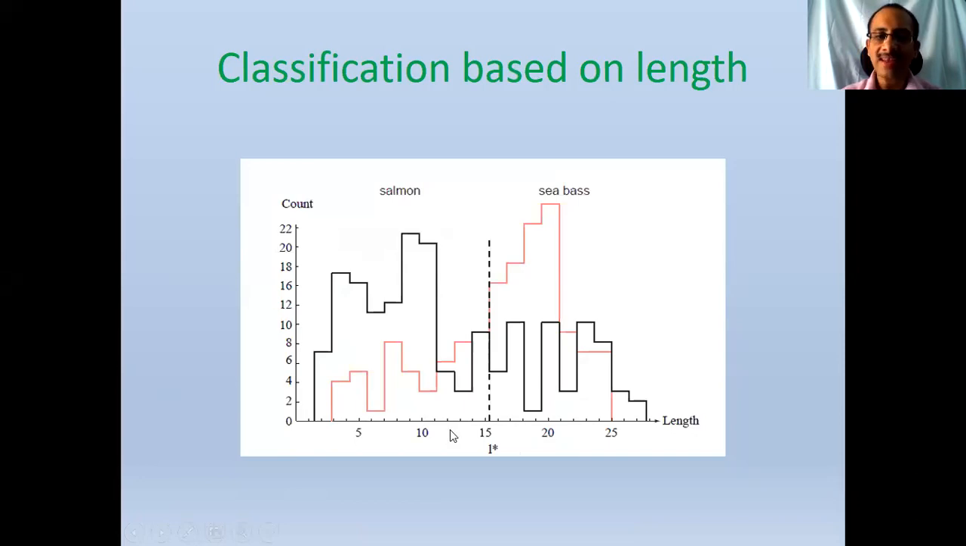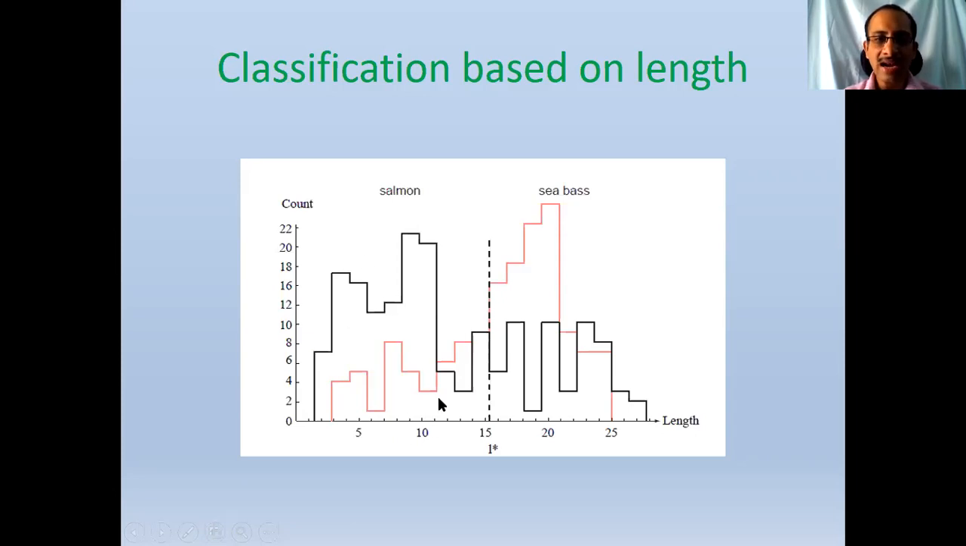So the feature that I measure is on the x-axis, and the count of the number of fishes having that feature value is on the y-axis. So you see here, the length of 4 is this much. Length of 2 is this much, for the salmon fish, and so on.